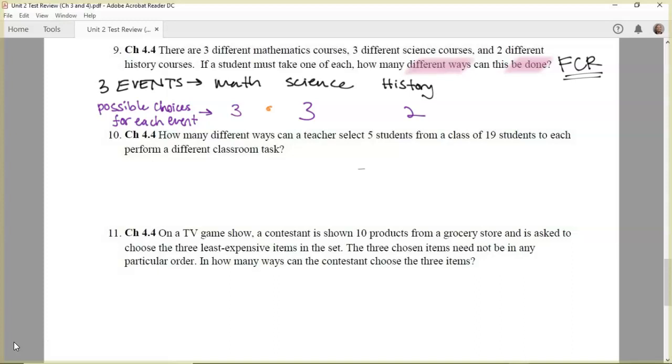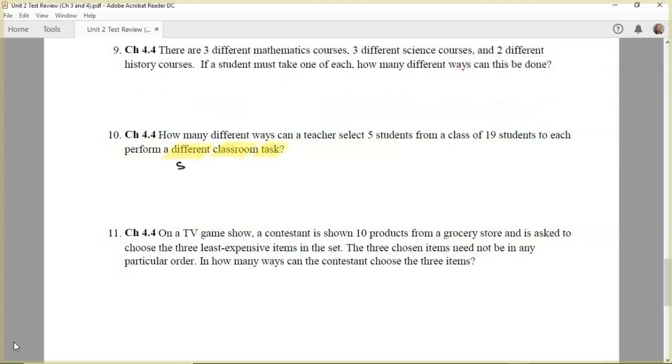And the fundamental counting rule tells us that as long as I know the distinct possibilities for each event, we can multiply those together, and that will be the number of different ways that you can look at your sample space. Now, if you had made a tree diagram, you would still get 18, but you would be able to know exactly what those 18 different choices are. So that's the benefit of a tree diagram.